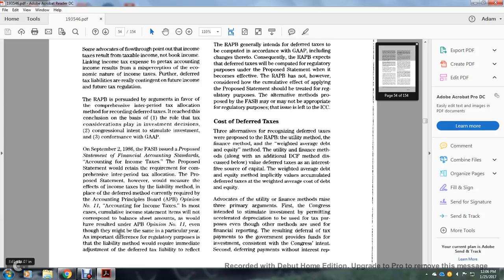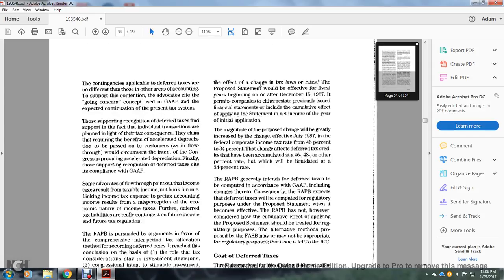Opinion number 11, even though they might be in this particular year within others, is an important difference of the regulatory purpose. The liability method would require immediate adjustment of the deferred tax liability to reflect the effect of changing the tax laws. The proposed statement would be effective with financial years beginning after December 15th, 1987. It permits the company either to restate previously issued financial statements, or to include the cumulative effect of applying the statement in the net income for the year of the initial application.